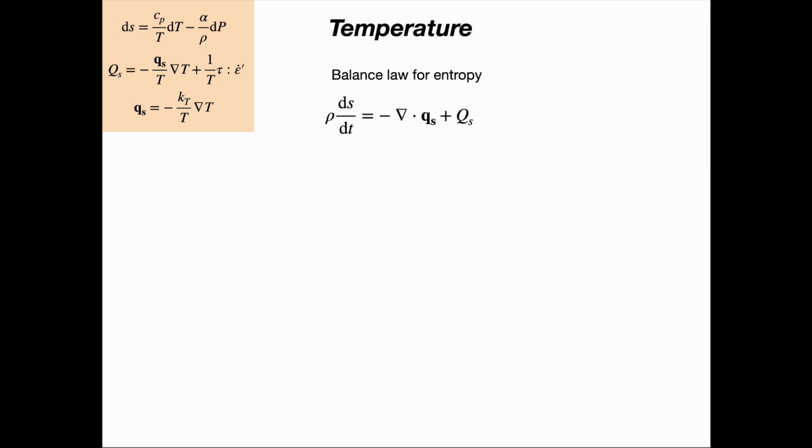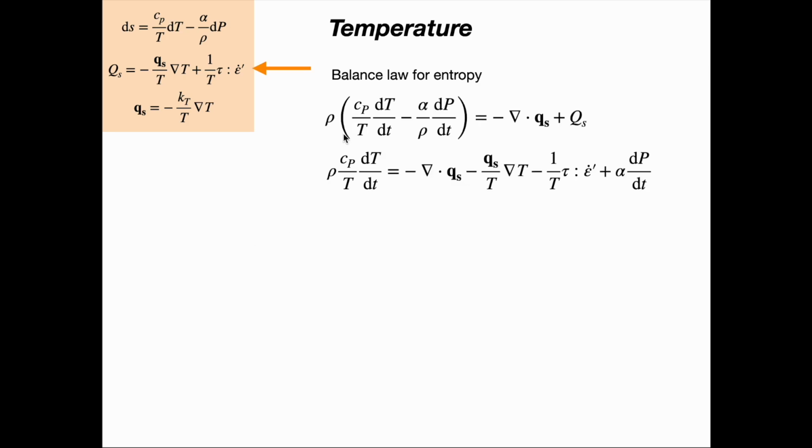Last but not least, we need to derive an equation for temperature. So these are the different formulas that are going to be used, and we are going to start from the balance law of entropy. So first thing first, we are going to use the differential of entropy here. So we are going to introduce Cp over T dT dt minus alpha over rho dP dt.